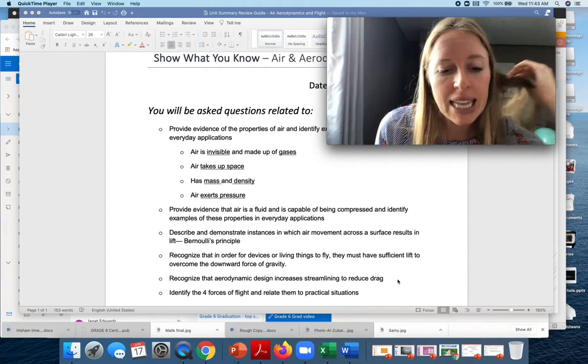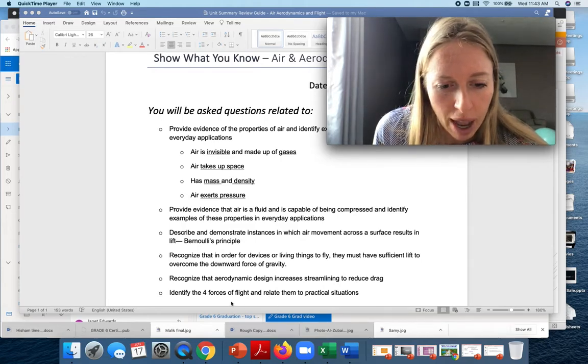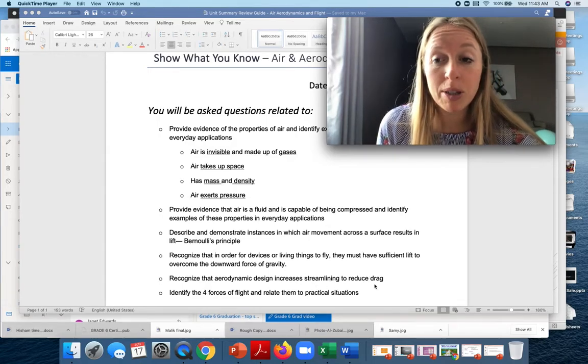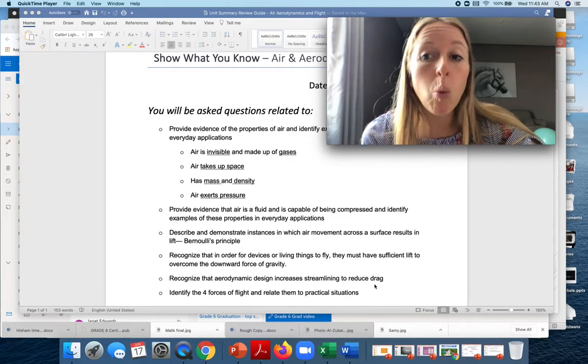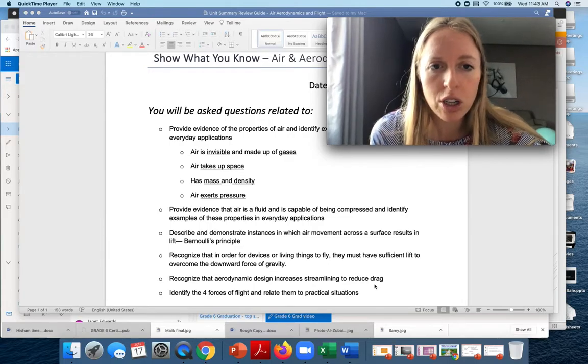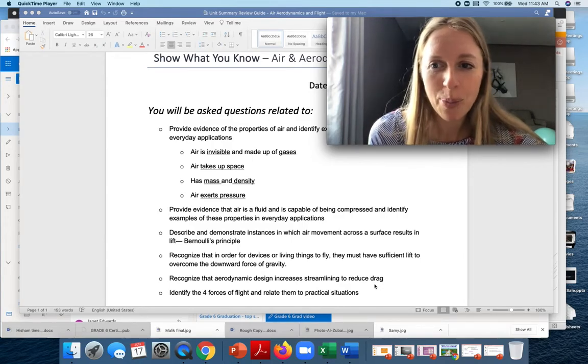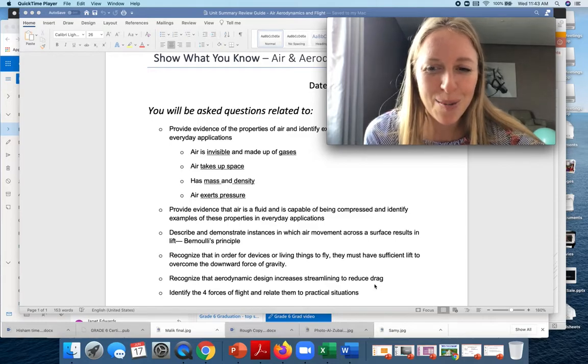I think there's going to be a couple of these from the Streamline Design that if you guys want to share, tomorrow we're going to be doing a Zoom at 1 o'clock to launch off our aerodynamic Show What You Know. And I think it'd be so cool if some of you guys have designs that you're proud of and that you want to talk about to show to the class.